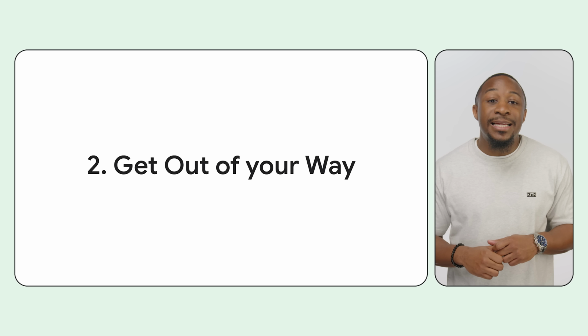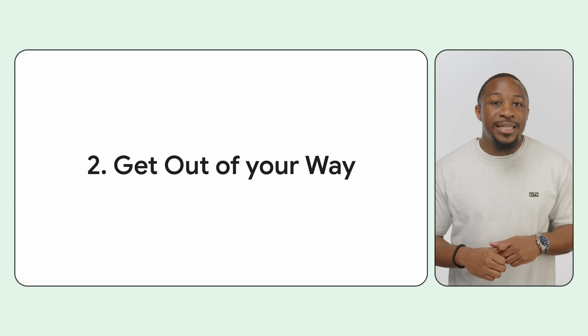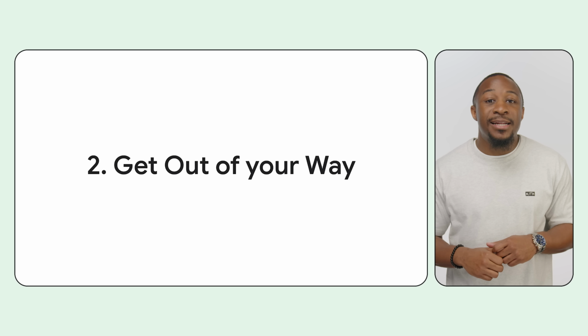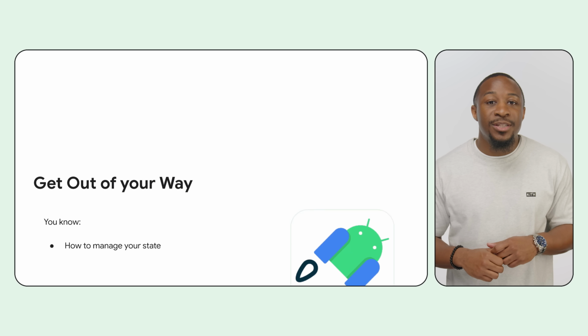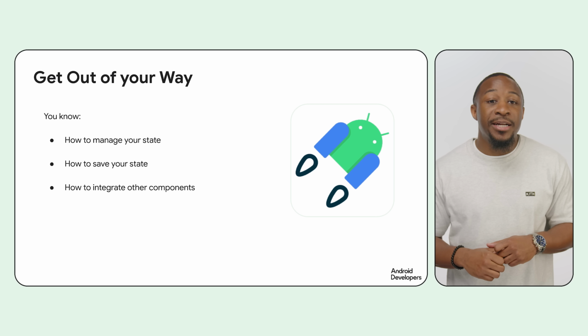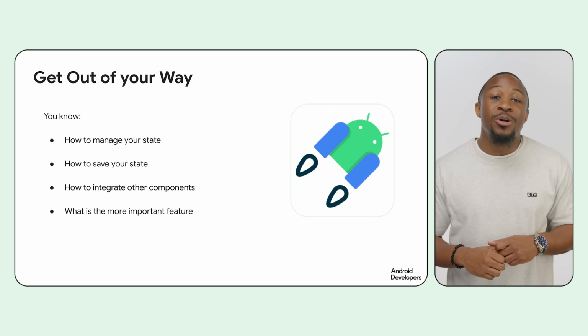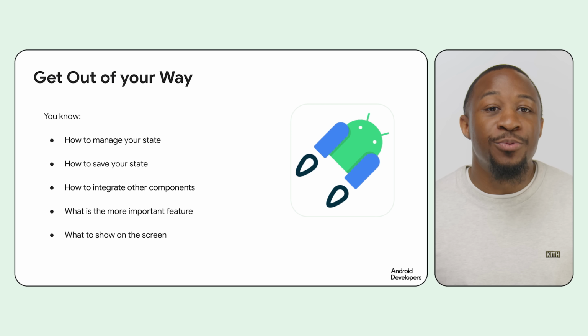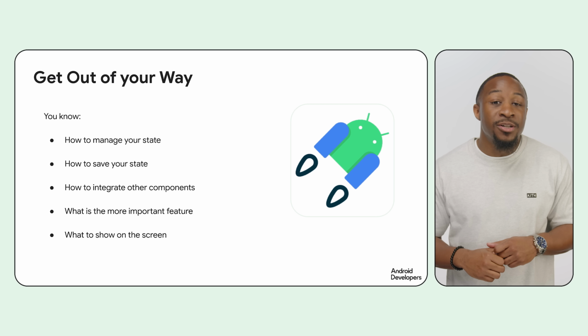2, getting out of your way. If there is anything that we learned by studying the navigation ecosystem, it is that you, the user, know what you need. You know how you want your state to be managed. You know how you want your state to be saved. You know which components you want to integrate with. You know what is your most important feature, and you know what you want to show on the screen. Sure, we can give you some helpful options and suggestions, but it should be easy to replace our opinions with your own. So we're leaning even further into Compose patterns.